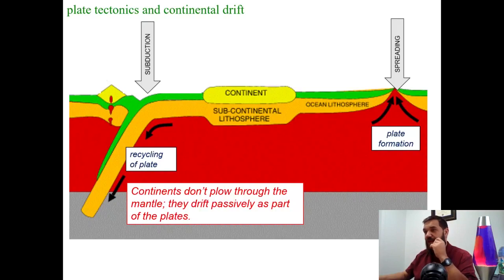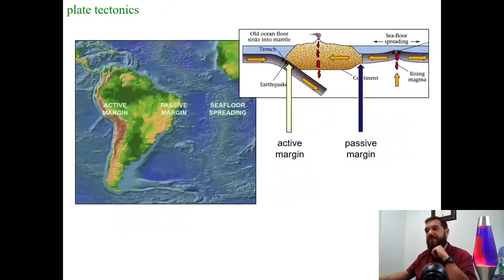So continents don't plow through the mantle. They drift passively with the currents of mantle convection, okay? So there's an upward current, there's a downward current. And the downward current is the subduction zone.